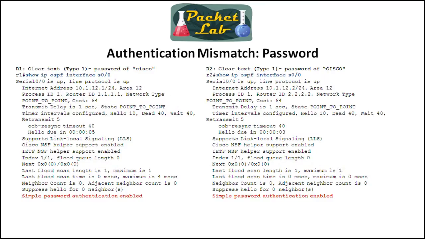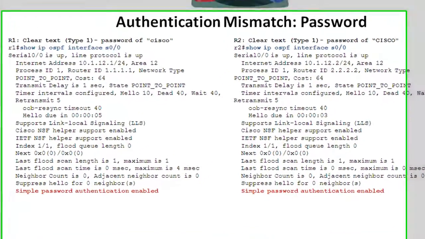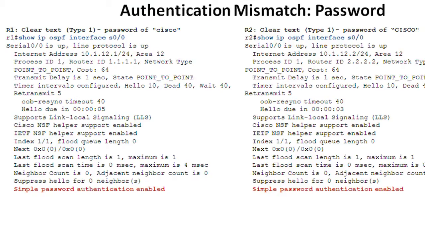Right, so now we're on to our second type of mismatch, which is a mismatch of the password itself. So R1 and R2 are both set up to use type 1, which is clear text passwords. But you can see here the password is Cisco, all lowercase on R1, and the password is CISCO, all uppercase, and passwords are case sensitive. So if we do show IP OSPF interface and specify the interface, nothing here. It's not going to show you what the password is. You'd have to go into the running configuration in that case to see it.